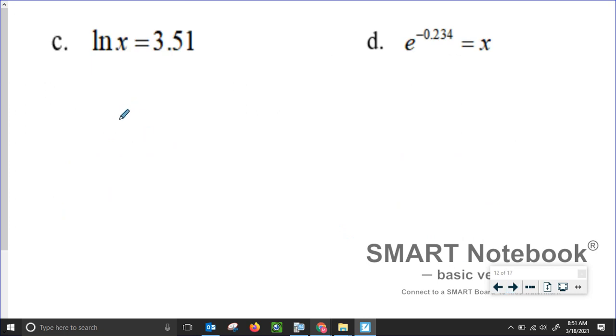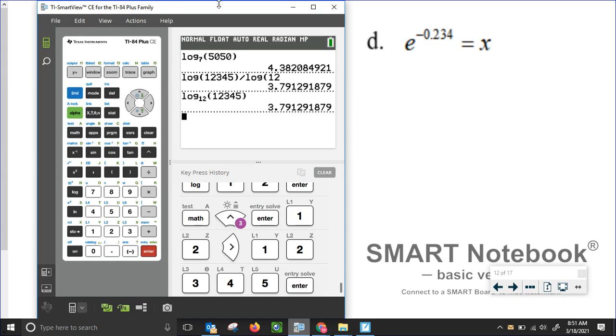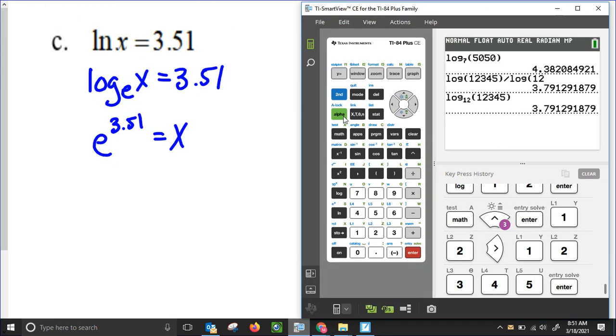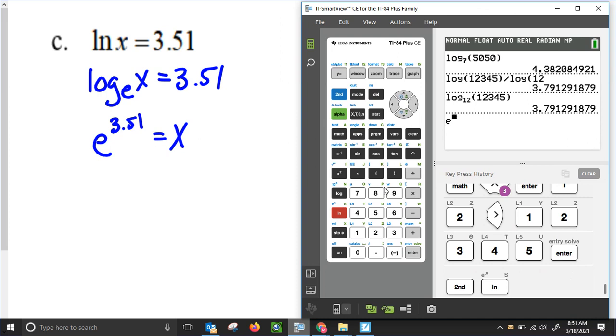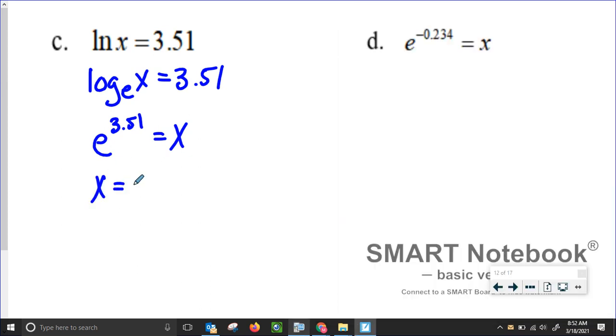Same basic process here. We of course have to remember that ln is log base e. Write this in exponential form, and you get e to the 3.51 is equal to x. Then we get our calculator, and second ln is e to whatever power. So 3.51, 33.448.